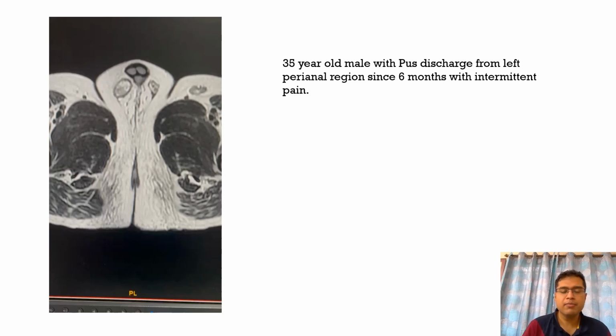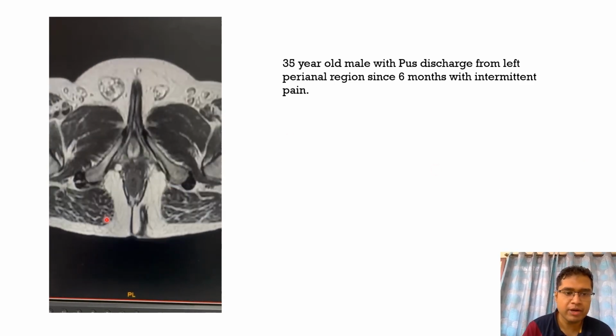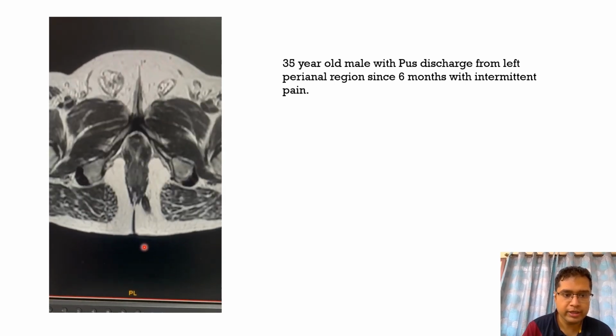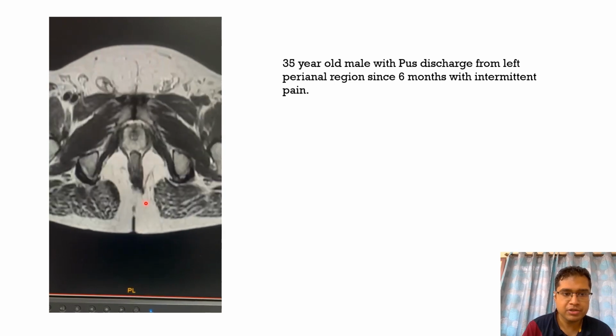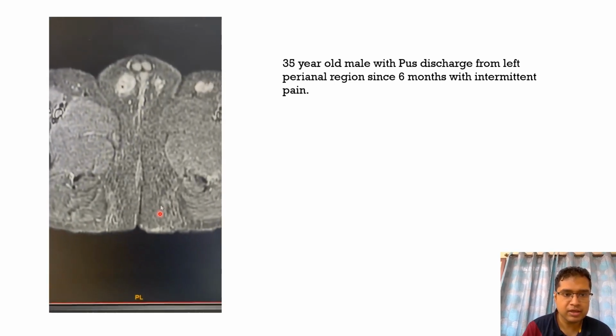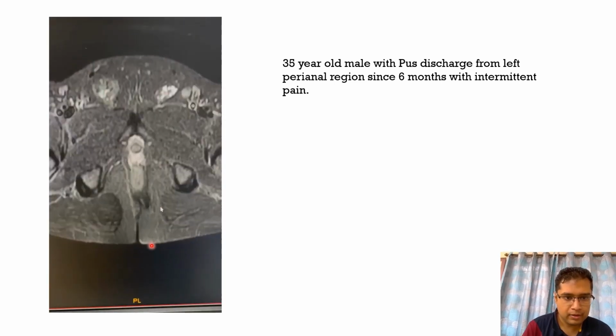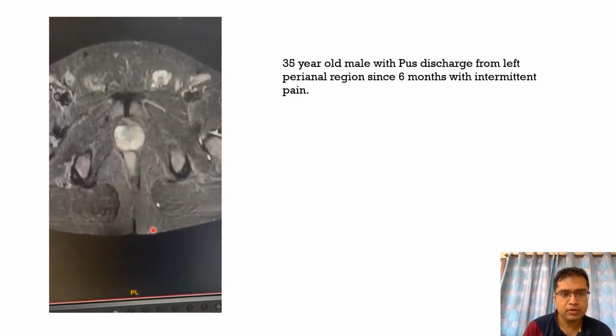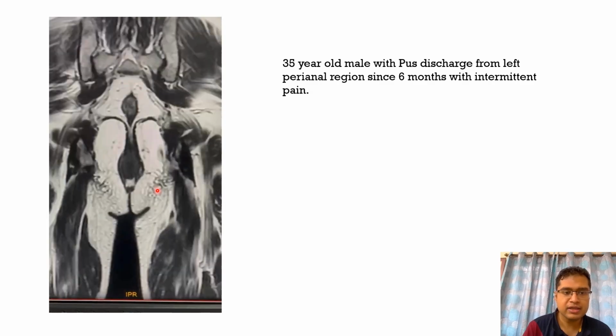So this is another case of MR fistulogram that I came across, where a 35-year-old male came with pus discharge on the left perineal region for the past 6 months with intermittent pain. This is the MRI picture, T2 weighted images, axial section, where we can see there is a thick tract with fluid within it, extending from the left perineal region, crossing the sphincters and reaching the anal region. These are the STIR images, where again we can see that there is surrounding edema.